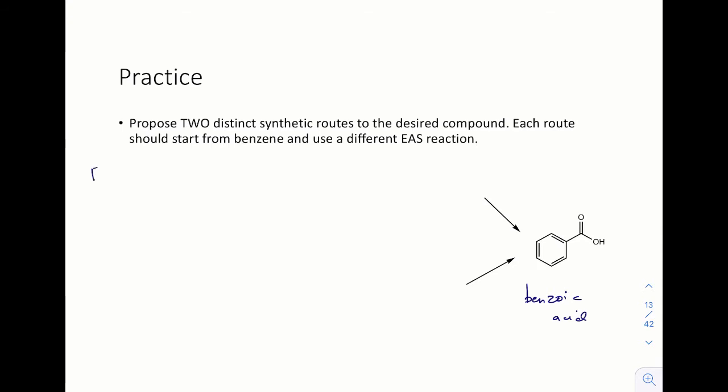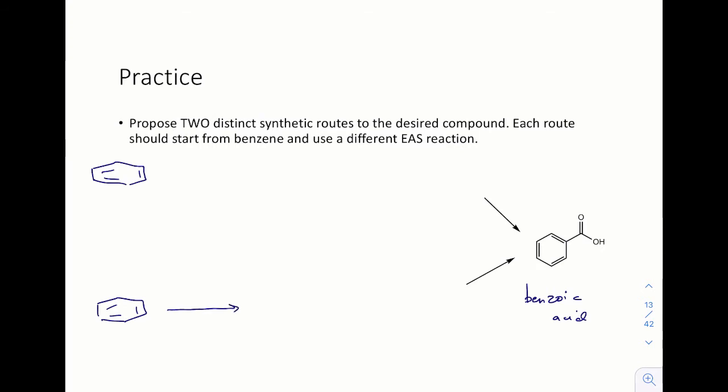Pivoting back to the synthetic purposes of this reaction, take a moment and propose two synthetic routes to benzoic acid. Each of these routes should start from benzene and then use a different electrophilic aromatic substitution reaction. And if you're feeling really fancy, you can propose three distinct synthetic routes. Each one, though, should use a different electrophilic aromatic substitution reaction. Ready, set, go.